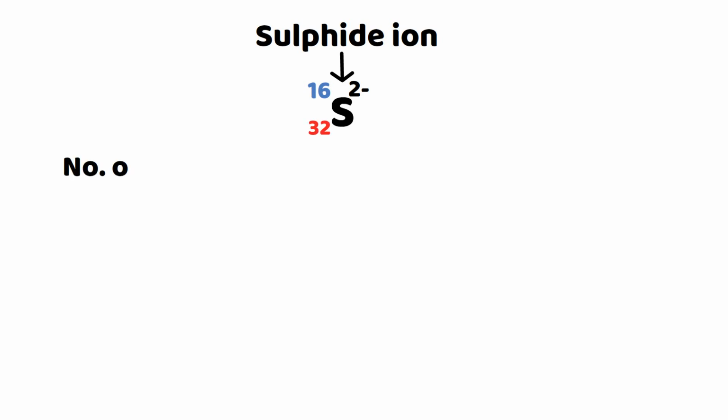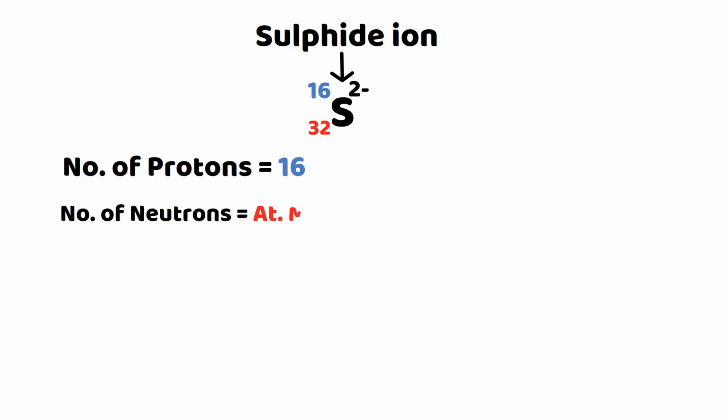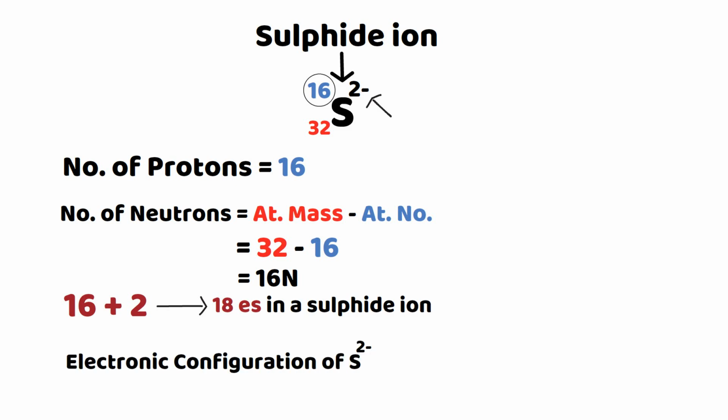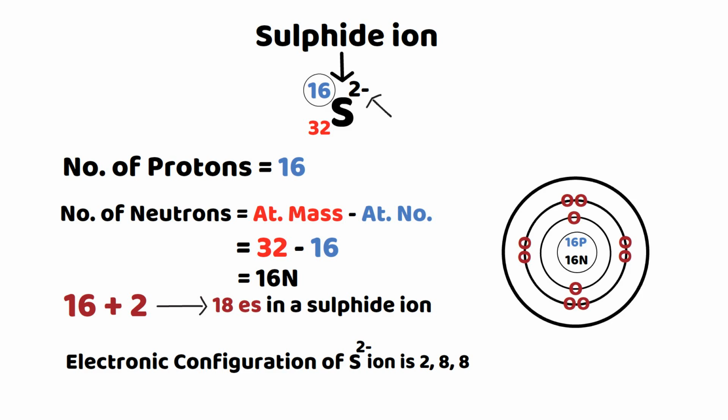Another example of sulfide ion, that is S2 minus. Atomic number of sulfur is 16 and atomic mass is 32. Now number of protons are 16. Number of neutrons are atomic mass minus atomic number, 32 minus 16 equal to 16 neutrons. Now to find electrons, we know atomic number of sulfur is 16 and 2 electrons are gained as shown by 2 minus charge on sulfur. So 16 plus 2 makes 18 electrons in a sulfide ion. The electronic configuration of S2 minus ion is 2, 8, 8, means electrons are arranged in 3 shells.